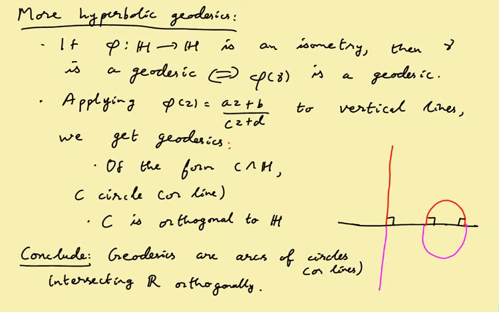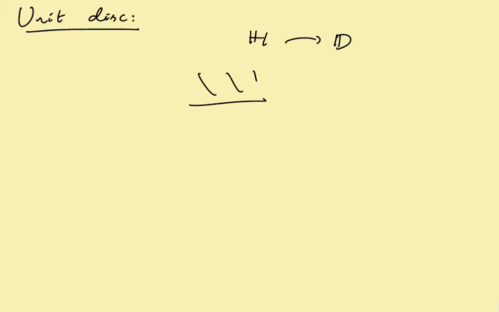Okay, so this is the collection, but for many reasons we would also want to look at the unit disk. Remember what we have: H goes to D. This is H and this is D, and we have a fractional linear transformation of this form: z goes to (z minus i) over (z plus i). This is the map which takes it.